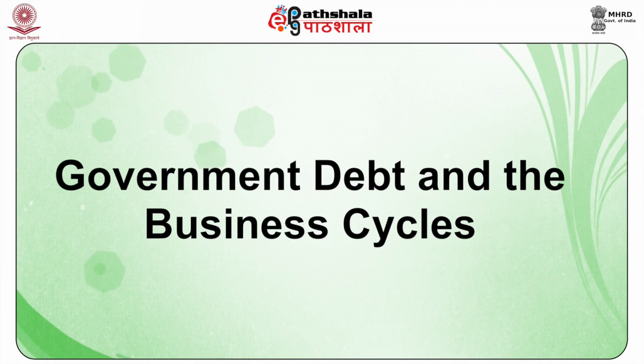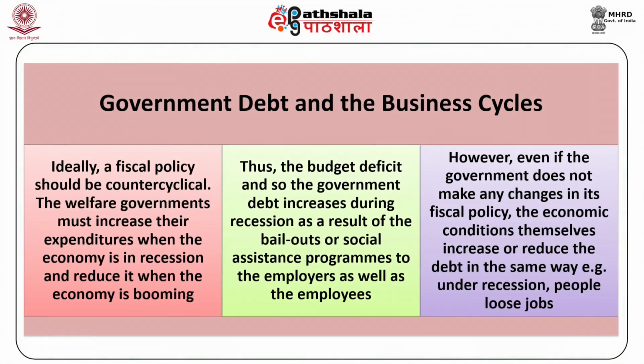Government debt and the business cycles. Ideally, a fiscal policy should be counter-cyclical. The welfare governments must increase their expenditures when the economy is in recession and reduce them when the economy is booming. Thus, the budget deficit and so the government debt increases during recession as a result of the bailouts or social assistance programs to the employers as well as the employees. However, even if the government does not make any changes in its fiscal policy, the economic conditions themselves increase or reduce the debt in the same way.